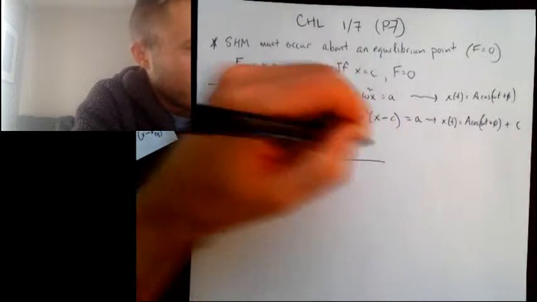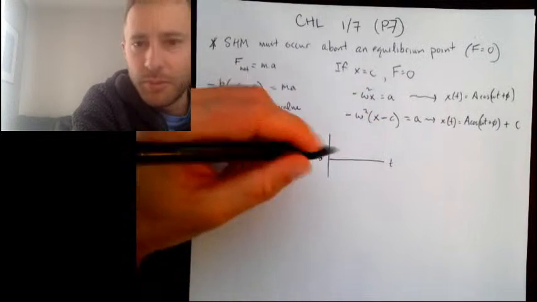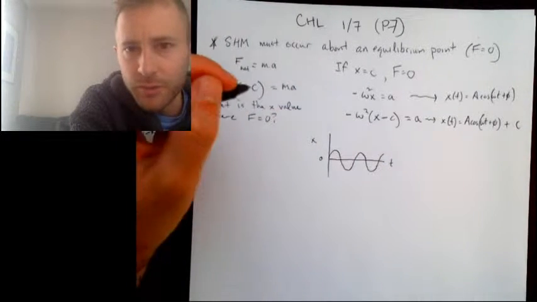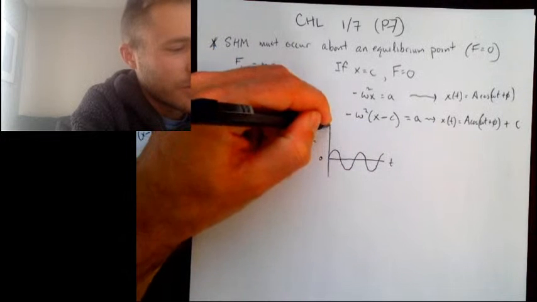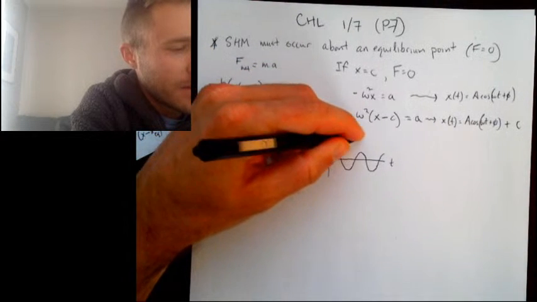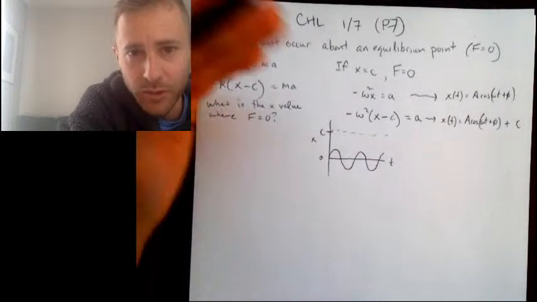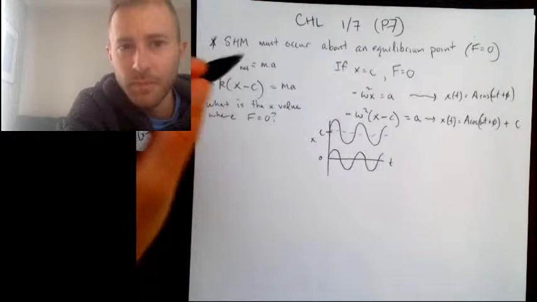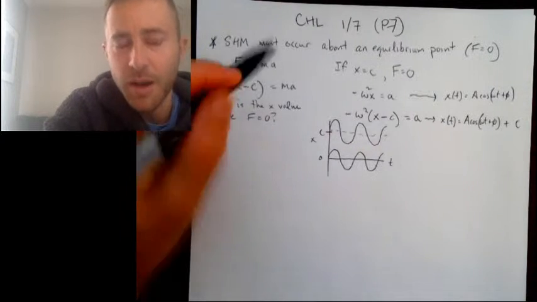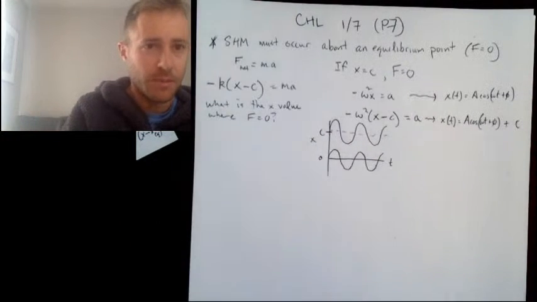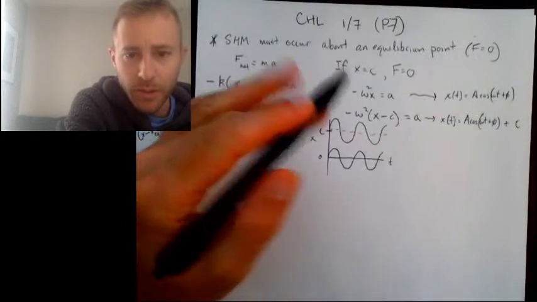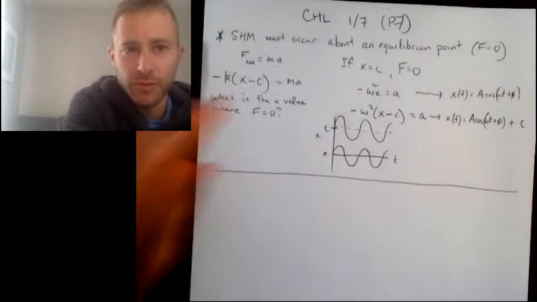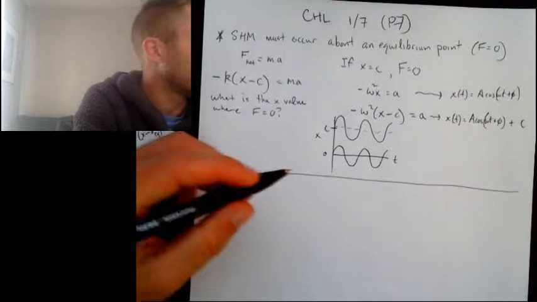So if the equilibrium point is 0, your position time graph is going to look like this. So you're oscillating about x equals 0. But if your equilibrium point is at a different location, maybe x equals c, then it's still going to look like a sine or a cosine, but it's just going to be shifted up to reflect the location of the equilibrium. So you always execute simple harmonic motion about an equilibrium point, wherever that equilibrium is. So that's the first point in today's lesson. And we simply add a constant to the solution to get the new equilibrium.